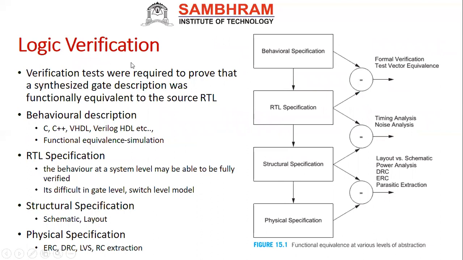Now the verification is nothing but logic verification. Here we are showing various levels of abstraction. What are the various levels of abstraction? Nothing but the behavioral specification, RTL specification, structural specification, then physical specification. These are the different levels of abstraction.